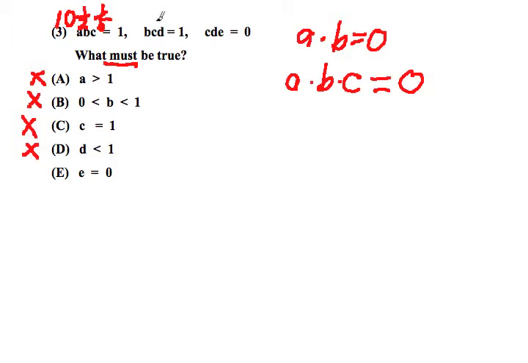So could it be c? Well, no, because otherwise this would be equal to 0. Likewise, it can't be d, because otherwise this would be equal to 0. So the only thing making this equal to 0 has to be e.